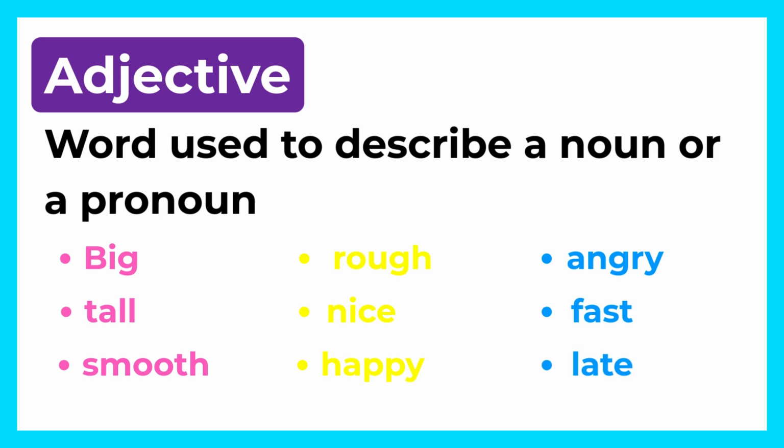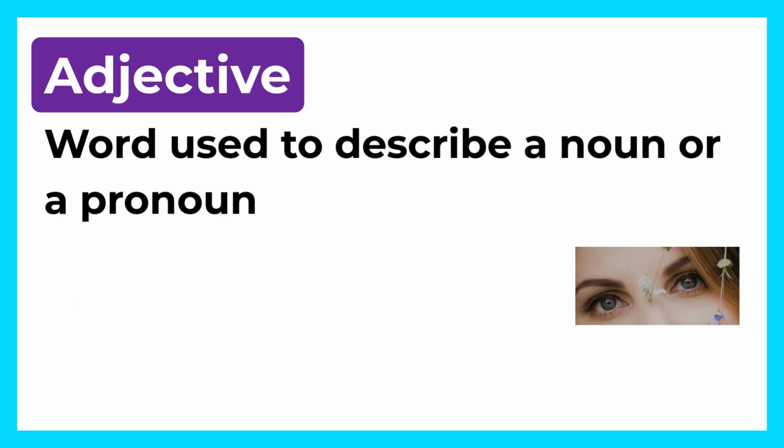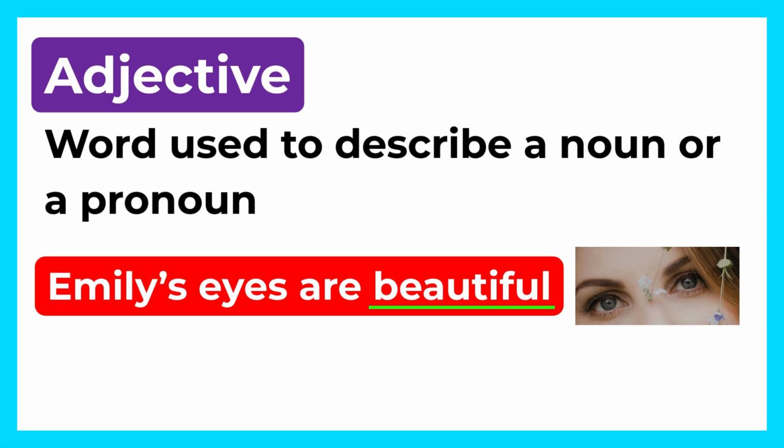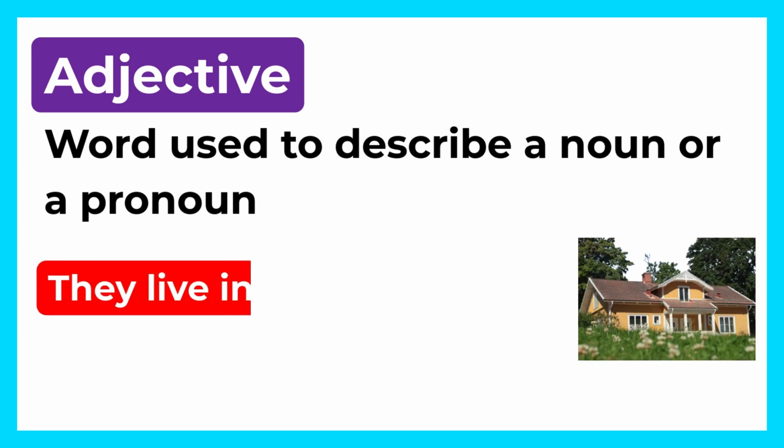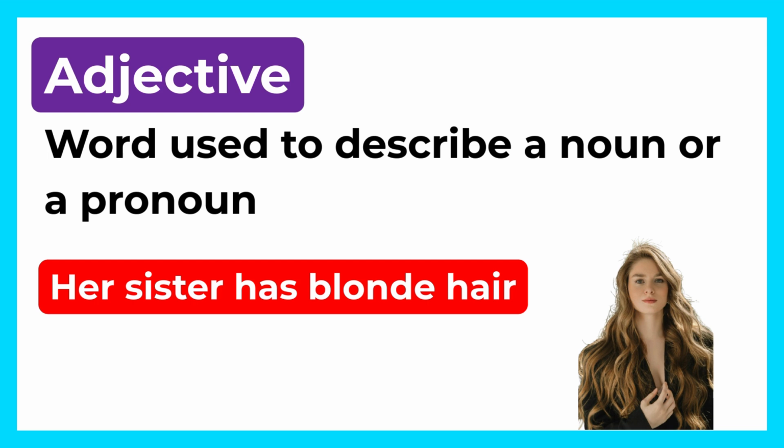Now, let's look at some examples of adjectives in sentences. Emily's eyes are beautiful. The adjective in this sentence is beautiful because it describes Emily's eyes. They lived in a huge mansion. The adjective in this sentence is huge because it describes the size of the mansion.